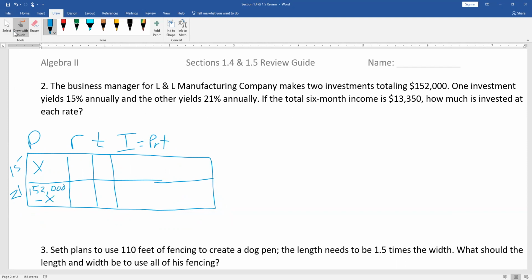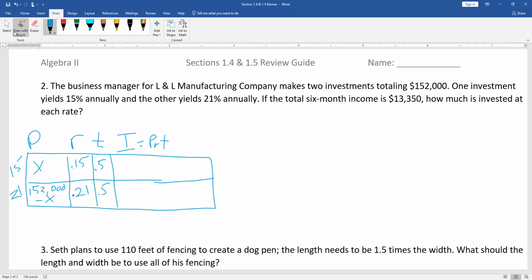So the first one is X. That's how much is invested in the 15% account. And then in the 21% account is the total, which is 152,000 minus whatever was invested in the first account, the 15% account. So that way we're only using one variable, but we have two different definitions for principal, so we can find out how much is in each. So the first one, this is 0.15. And then this one is 0.21. So we've converted our percentage interest rate into decimal. And then the time is 0.5 because it's half of a year. So we'll keep that as a decimal.